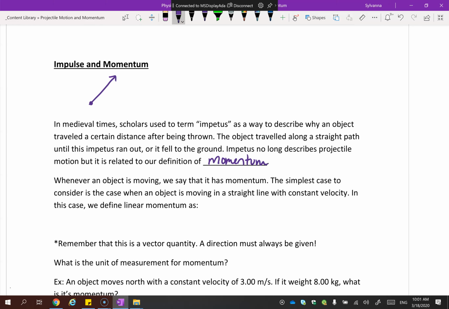Whenever an object is moving, that's when we say that it has momentum. The simplest case to consider is when an object is moving in a straight line with constant velocity. We define linear momentum as P with a vector on top, that's your momentum, equals mass times your velocity. So P is the momentum, m is mass, and v is velocity.